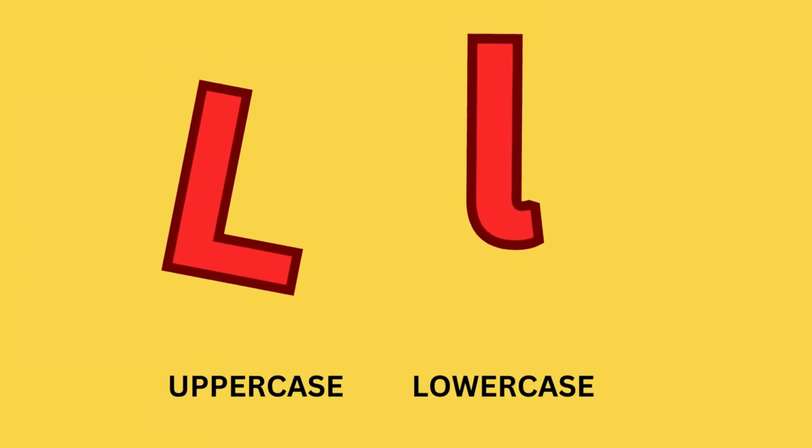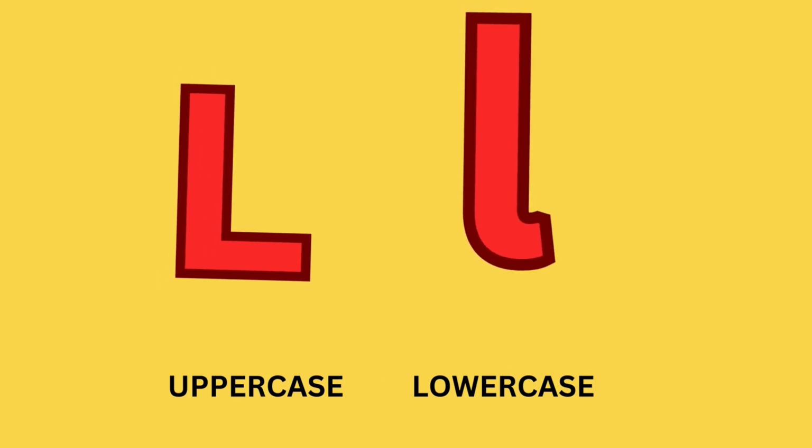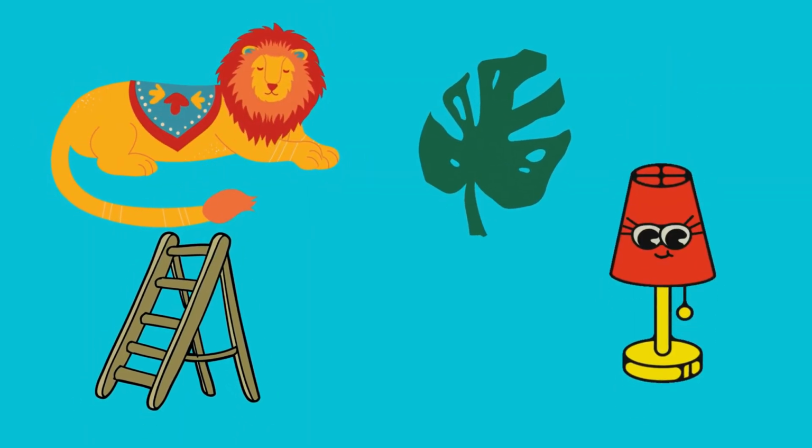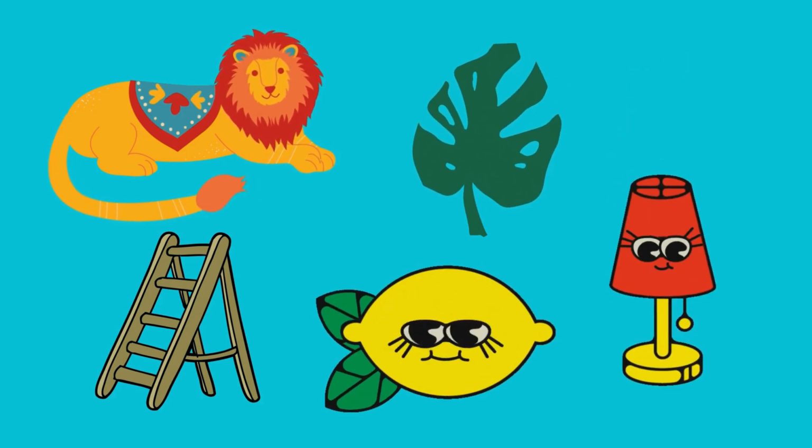L, this is uppercase L, this is lowercase l. L for lion, L for leaf, L for lamp, L for ladder, L for lemon.